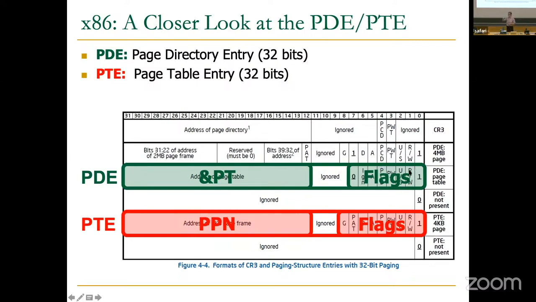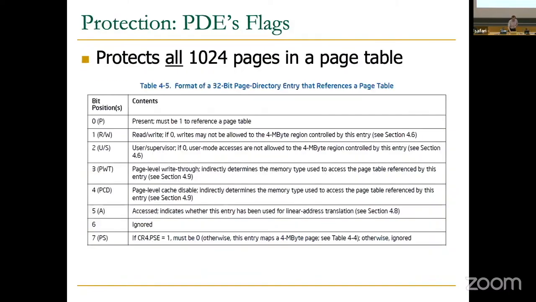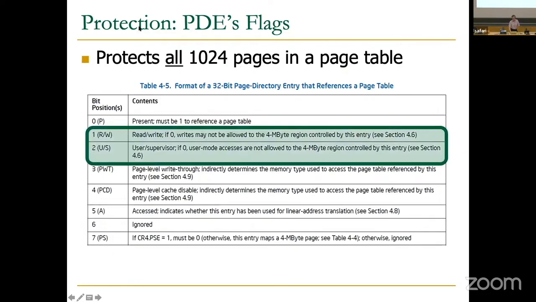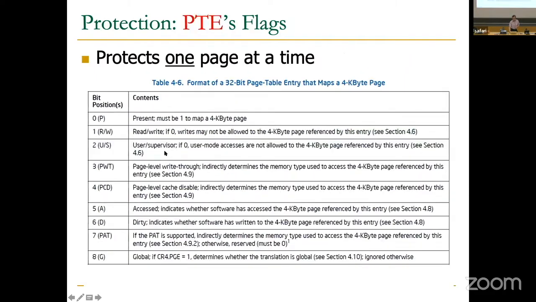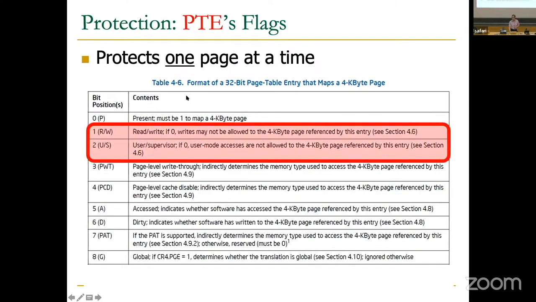This is because of the multi-level nature, right? This multi-level nature enables also multi-level access control, which gets a little bit hairy, as we will see. Basically, this PDE protects all 1024 pages in a page table. You can see these are the bits that I mentioned over here. Read-write, whether you have read permissions or write permissions, or user and supervisor permissions. Whereas a PTE protects one page at a time. The granularity is smaller over here. Okay?